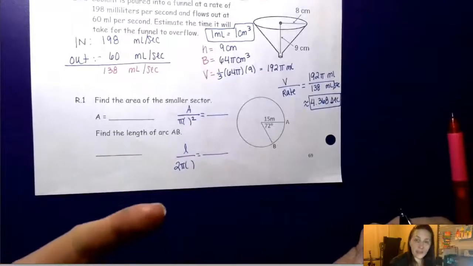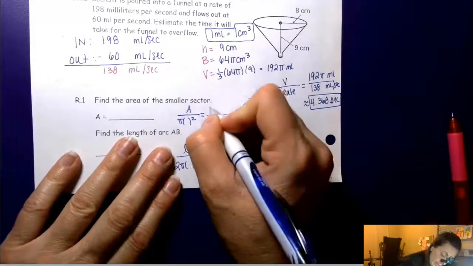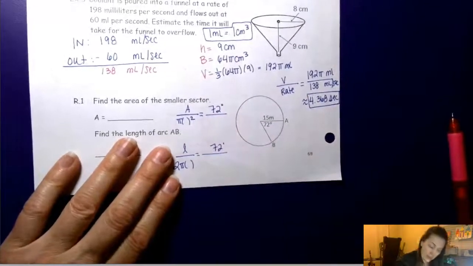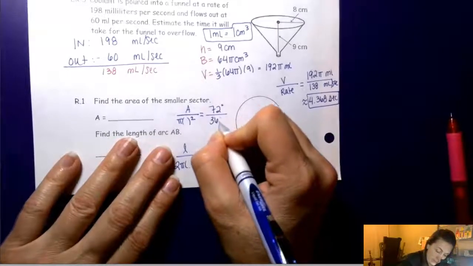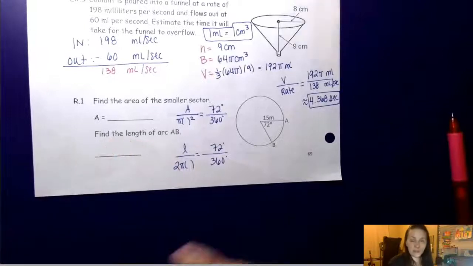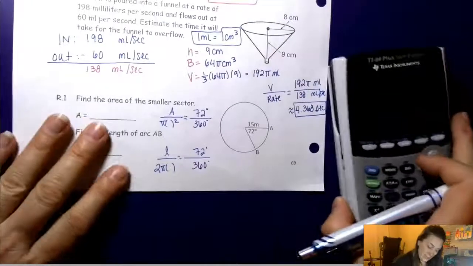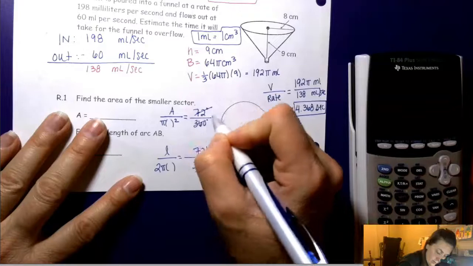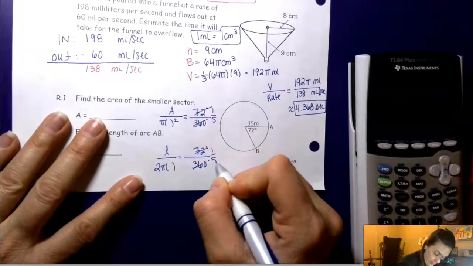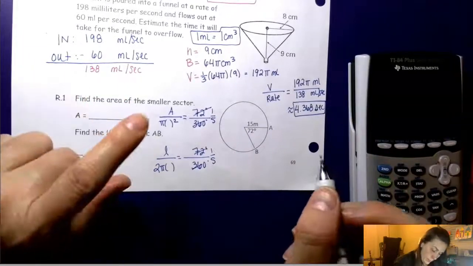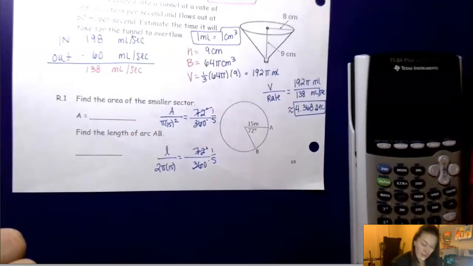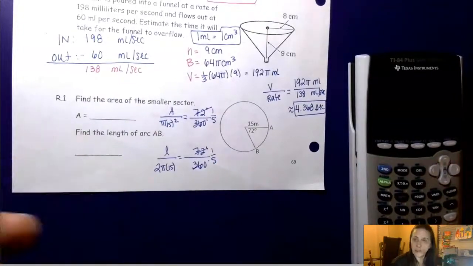Remember, the degree is the same. It's 72 in each case. 72 is the part over the entire degree, which is 360. So 72 goes into 360 exactly 5 times. So these are both going to reduce to 1/5. My radius is 15. And from here I could just solve the problem.